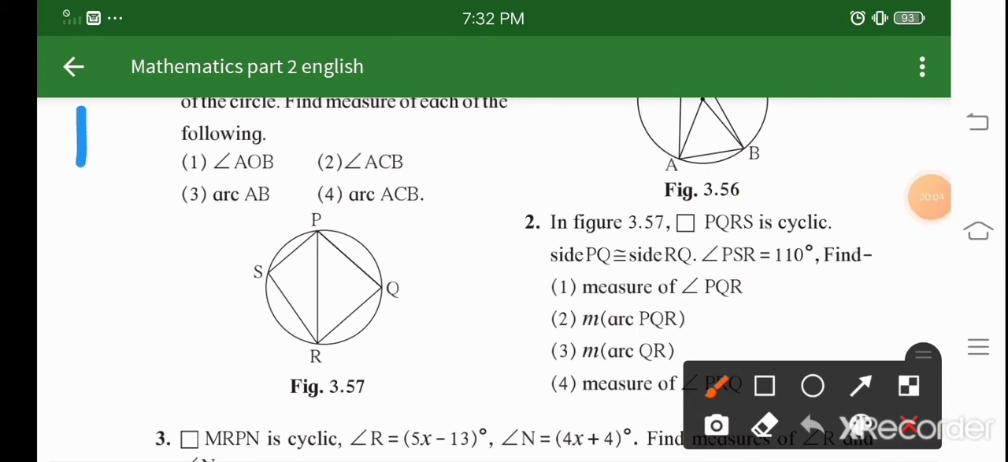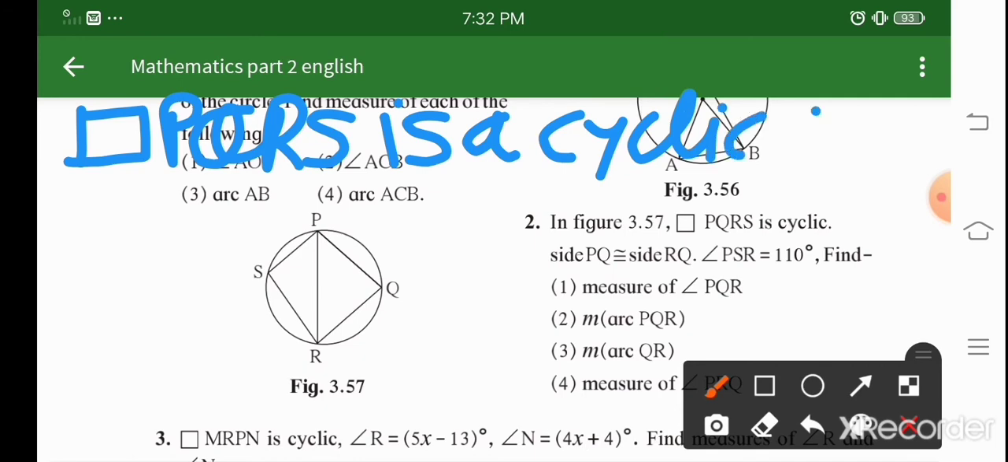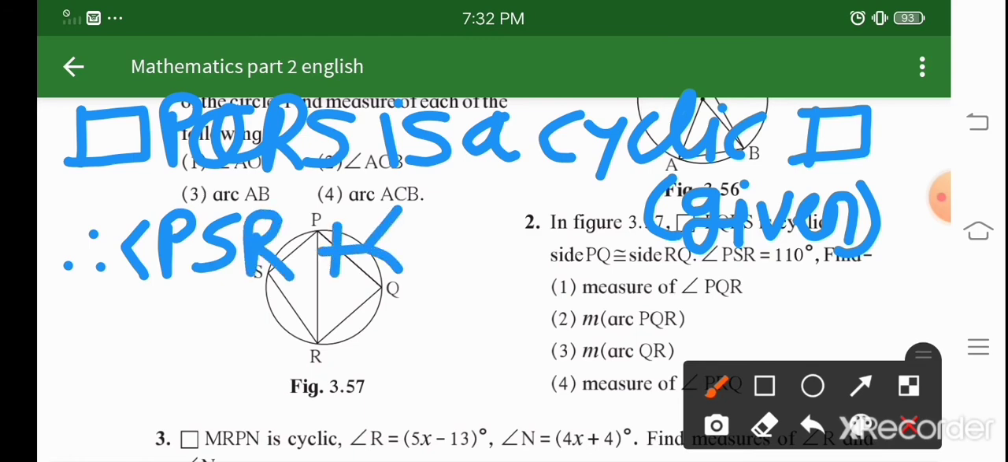So what you have to write: quadrilateral PQRS is a cyclic quadrilateral. This is the given thing. Therefore you will get angle PSR plus angle PQR, that is 180. We know the reason why it is 180: the opposite angles of a cyclic quadrilateral are supplementary.